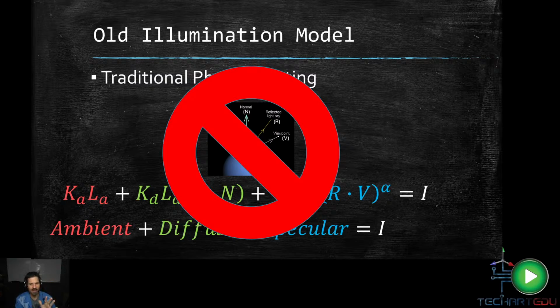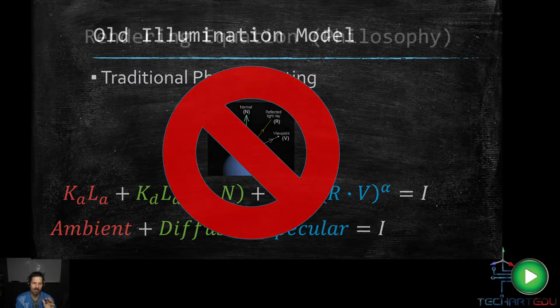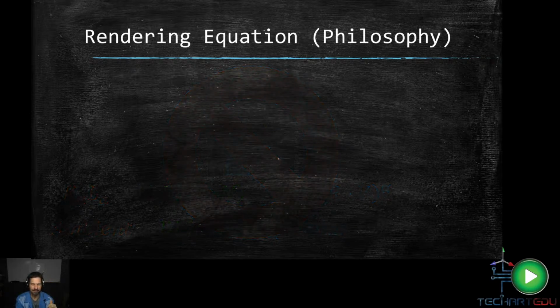We've got something brand new, and we call it the illumination, or the rendering equation. All right, let me tell you a little bit about the philosophy first. This is all based on the law of conservation of energy.